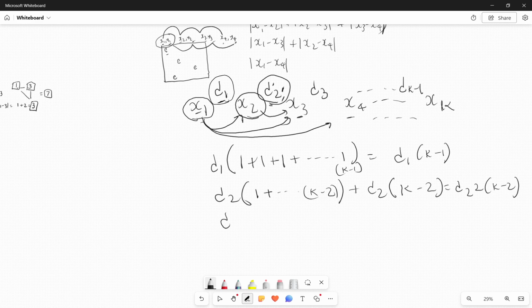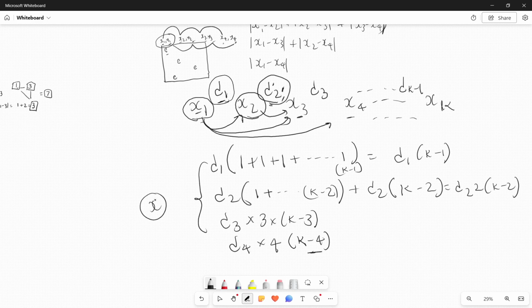And if I follow this pattern, d3 will get added 3 into k minus 3 times to the answer. Okay, and d4 will be added to the answer 4 into k minus 4 times. So this is for x coordinates, and a similar thing we can do for y coordinates as well. And finally we will add the answers of both the coordinates together and output the answer. That is basically the solution.